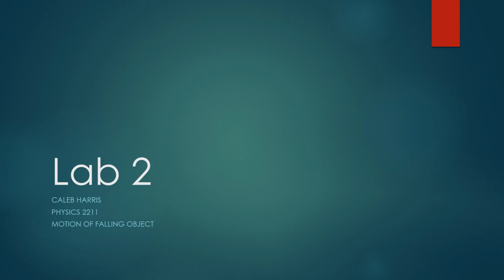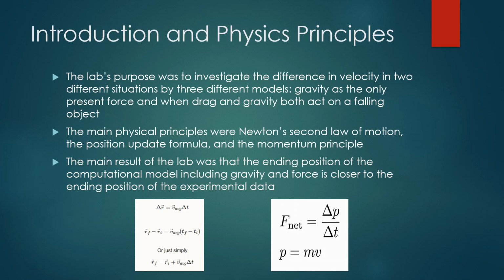My name is Caleb Harris, and the purpose of the Falling Motion Lab was to compare real-world falling motion to two computational models, one including only gravity and one including gravity and drag. My real-world model was dropping a lacrosse ball across a dorm floor.